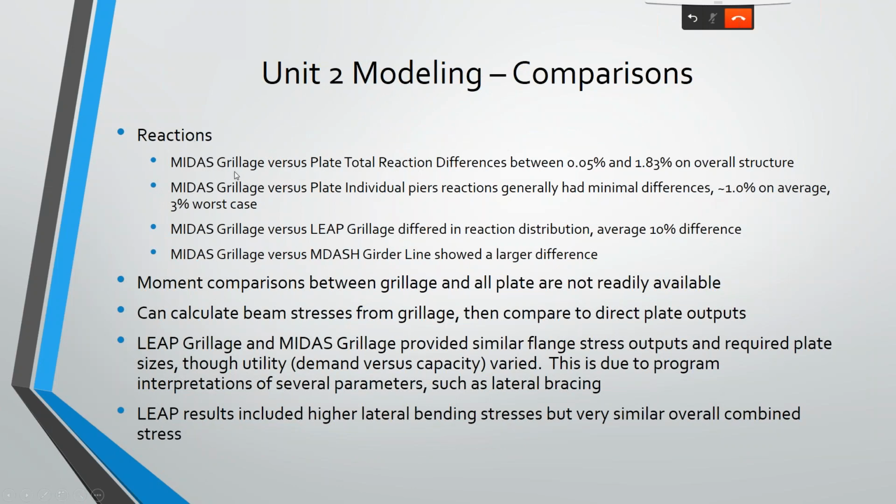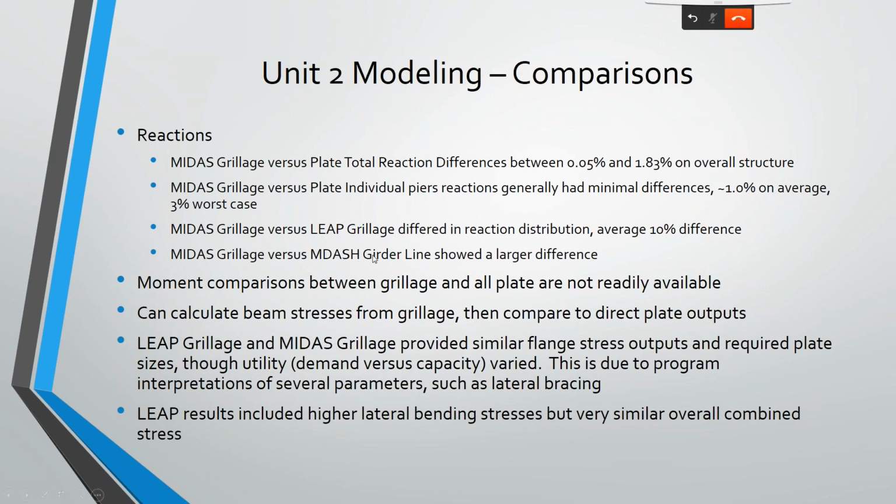For reactions, the Midas grillage and Midas plate had very little difference. They also had small individual pier reaction differences. The Midas grillage versus LEAP grillage differed in some of the reaction distributions. So that had up to about a 10% difference in the distribution of reactions at a pier between what each girder was seeing. Again, these are approximate methods, so you can't really necessarily say one is more right than another. You could get a little more detailed in the analysis. But overall, we're seeing a general convergence on our design.